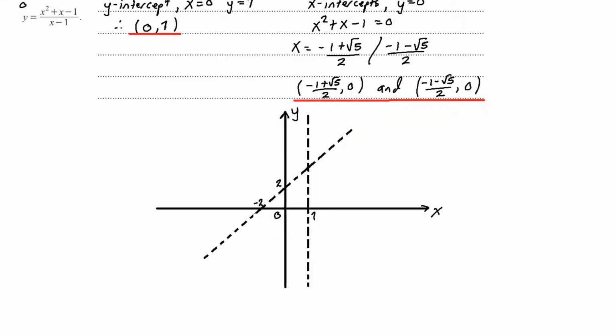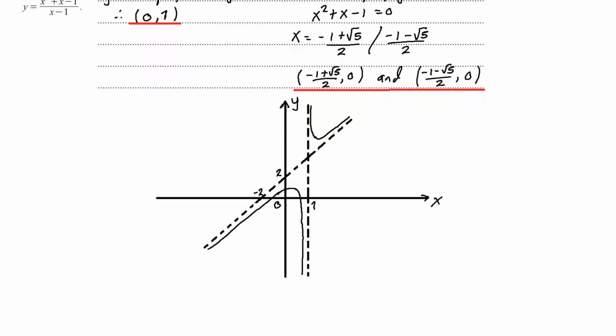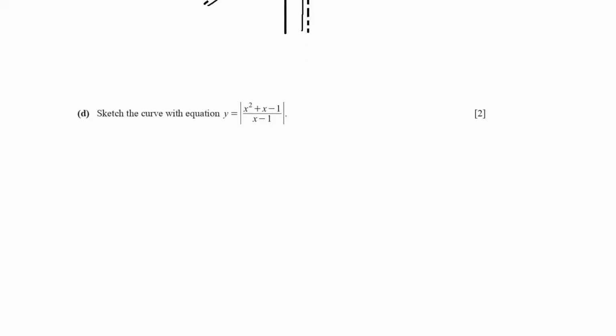So for the graph, we'll be having it like this here, and also here it'll come all the way like this. It doesn't touch the asymptotes, so kind of like this. So this here is the graph for the curve C. Let's move on to part D.